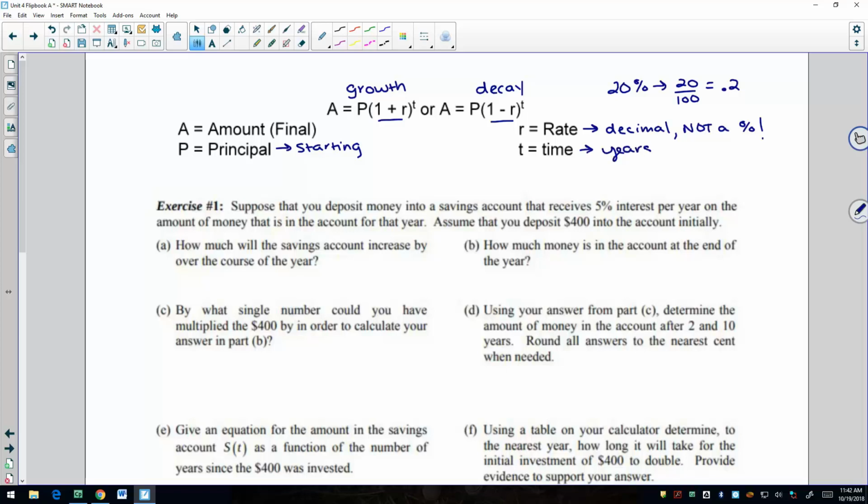Time is in years. So also be careful there. Make sure they gave you your time in years. You may have to convert. For example, if they gave you 12 months, that's 1 year. So you'd actually be plugging in 1.